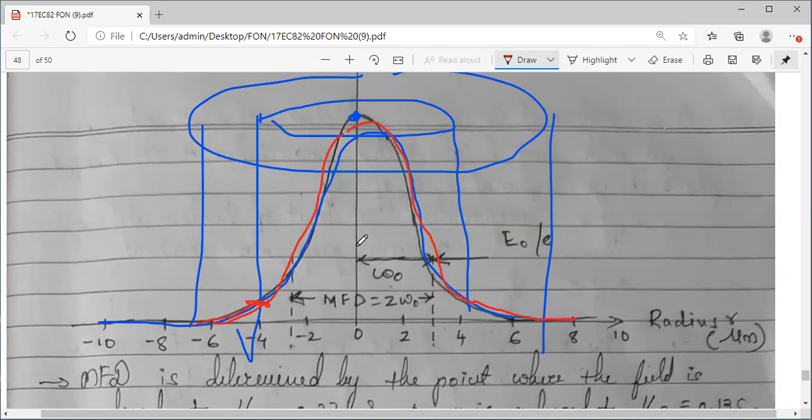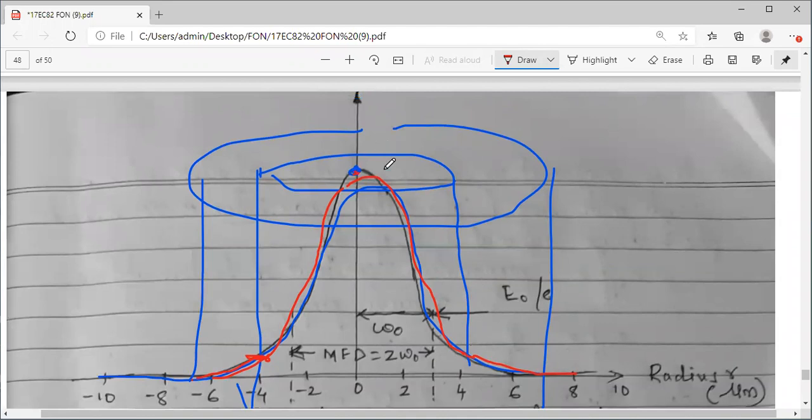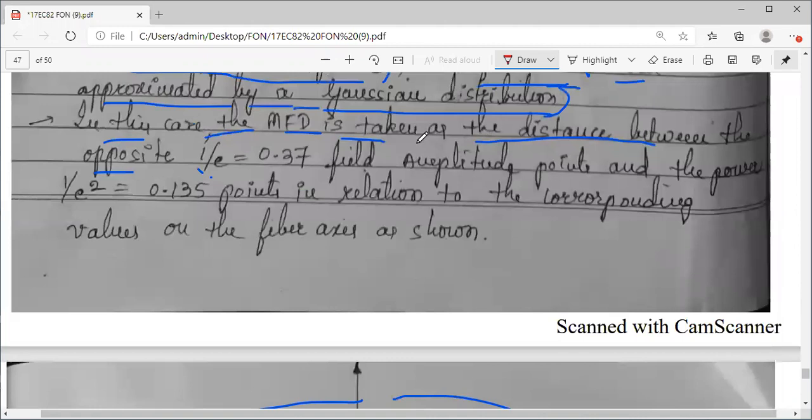We can define this as, if this is your maximum value, say E naught, the peak value, the tip of this curve. If you remember in your control systems or in your antennas, whenever you take half power, you go for 0.707, that value 1 by root 2 times. That is half power you take. So similarly here, what value you have to take?